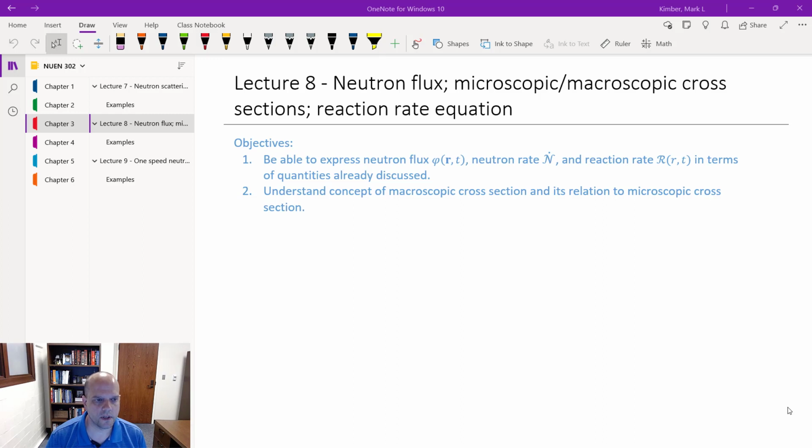And so if you look at the neutron flux, and just as a reminder, my units here are going to be neutrons per area per second. This is what's called a scalar flux, and we'll talk about what that means here in just a minute. But my neutron rate is just going to be neutrons per second. And my reaction rate is going to be reactions per second.